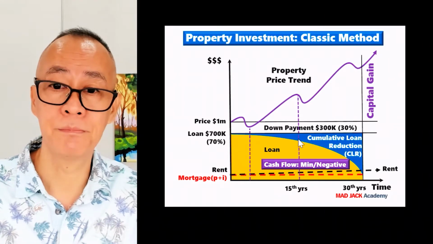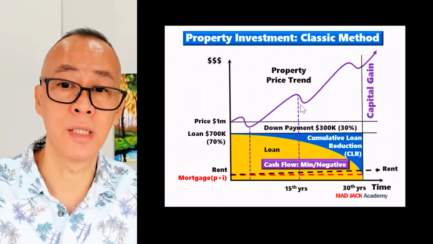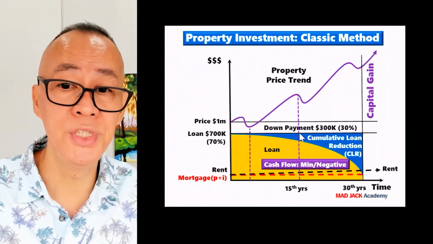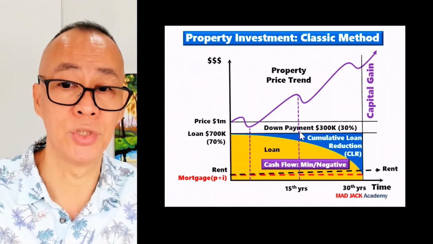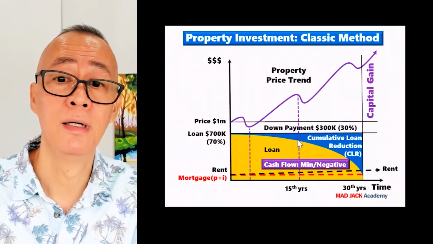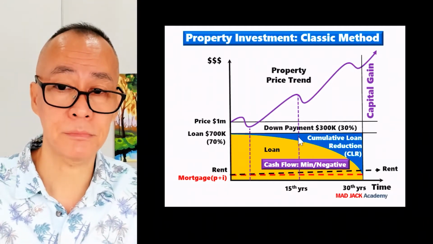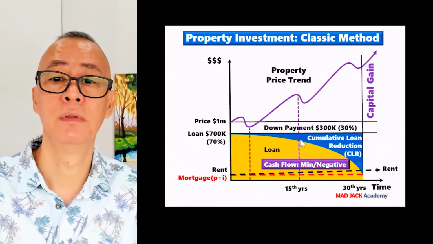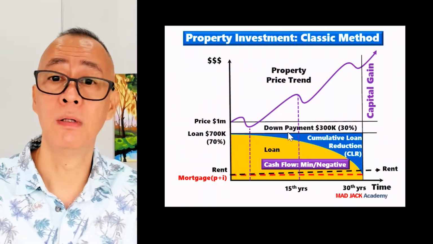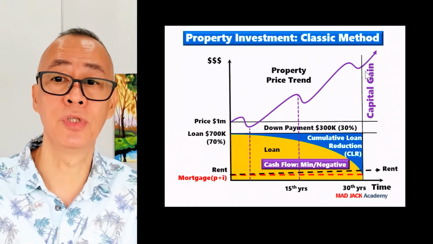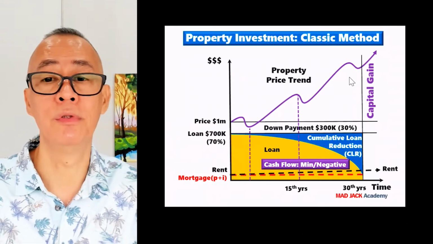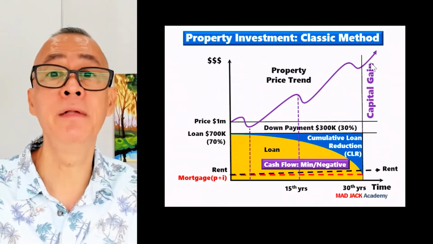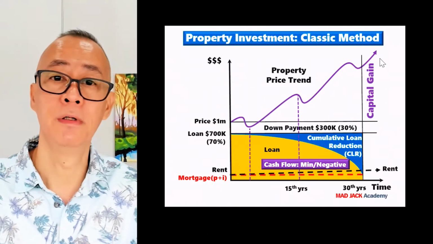On top of that, you are not only getting the capital gain over here, but you also get the CLR, the loan reduction amount. This is your forced saving, remember? The forced saving will be your profit as well. So that is the excitement of property investment. If you wait even longer, the price will compound. Maybe you go to another cycle down, then up again, then you make a lot of money from this.